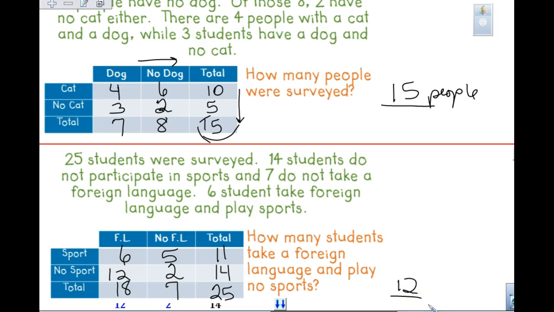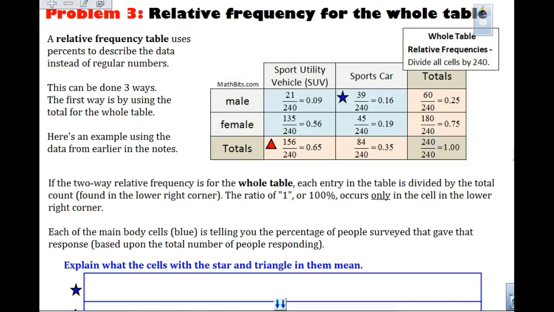Okay. So the first part, the first few questions in your homework, are going to look like that. Then we get into what's called our relative frequencies. Okay. So if you are reading at the top, Brody, would you start us off where it says a relative frequency table? A relative frequency table uses percent to describe the data instead of regular numbers. Keep going. This can be done 3 ways.